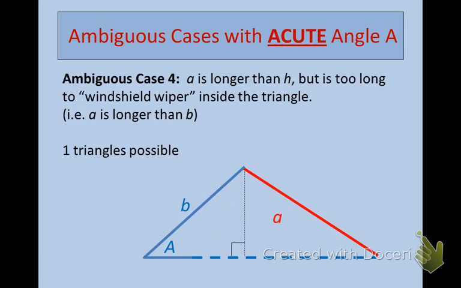So the fourth case is when A is longer than B, and so if you were to windshield wiper it, it would windshield wiper too far out here and wouldn't give you that second triangle, in which case you only have one possible triangle. All right.